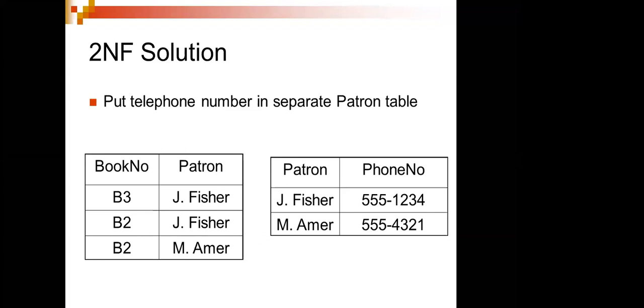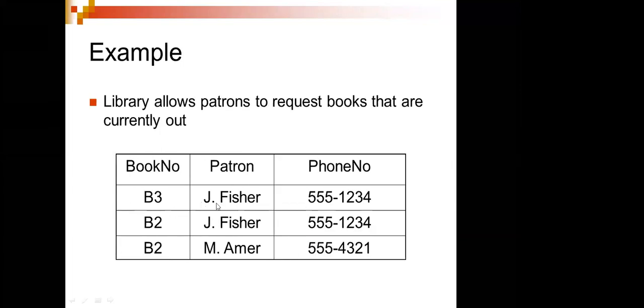The solution is that I'll put the phone numbers in a different table. So here you can see I have something called book number and the pattern. If you see your previous table, this is the table. How am I trying to do this? I'll split it, not keep it in a single table. It should be multiple tables.